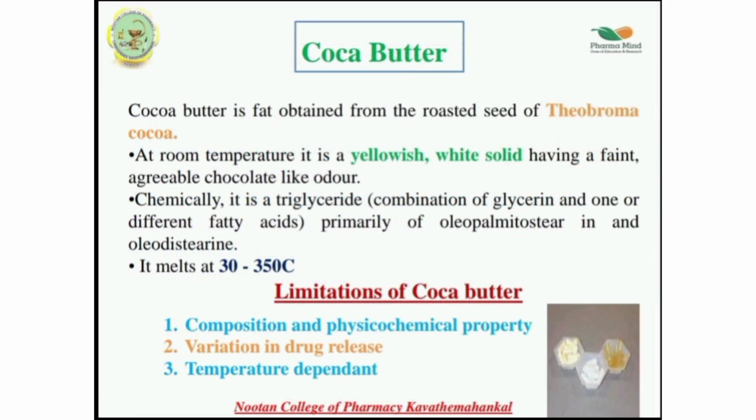The first type is cocoa butter. Cocoa butter is a fat obtained from the roasted seed of Theobroma cacao. At room temperature, it is a yellowish white solid having a faint agreeable chocolate-like odor. Chemically, it is a triglyceride, a combination of glycerin and one or more different fatty acids, primarily of oleopalmitostearin. It melts at 30 to 35 degrees Celsius.